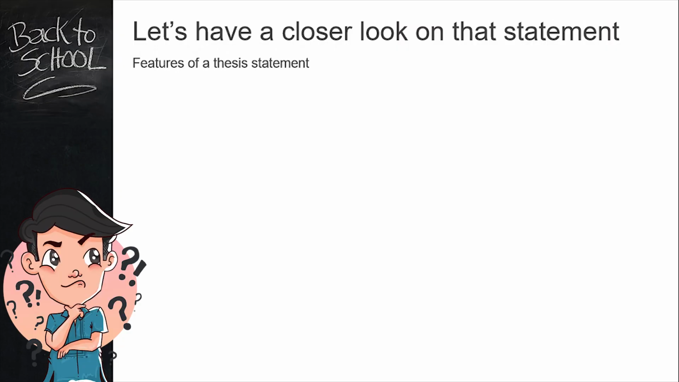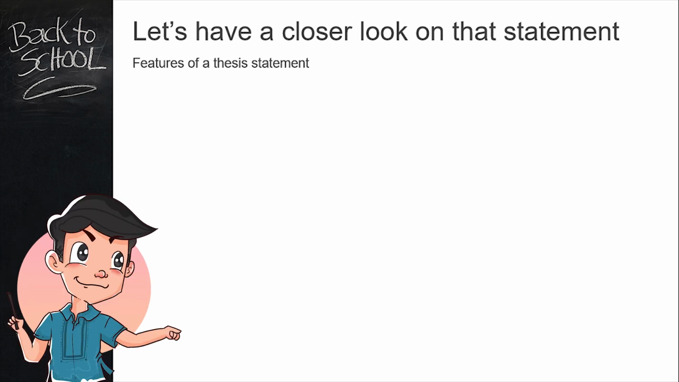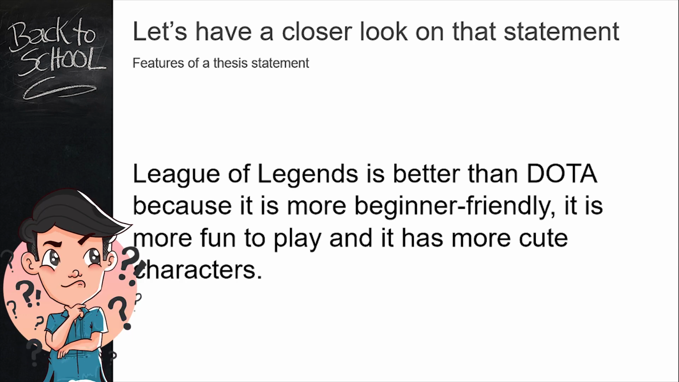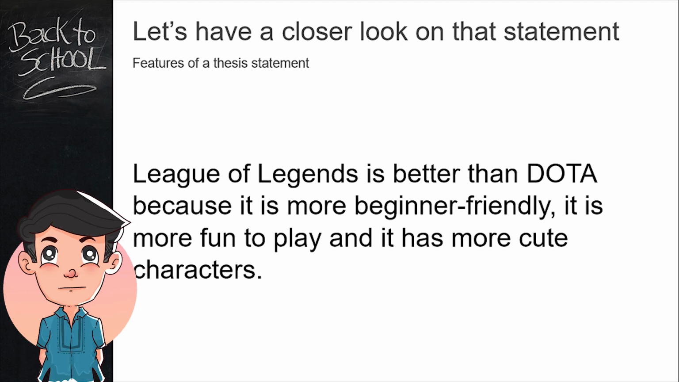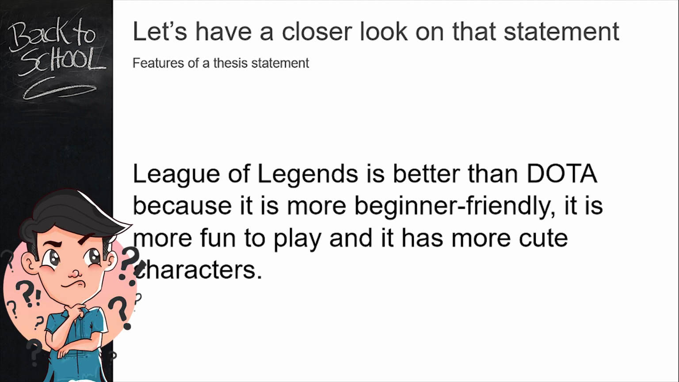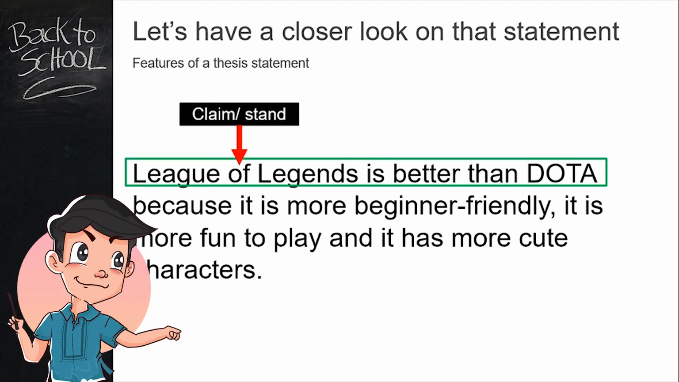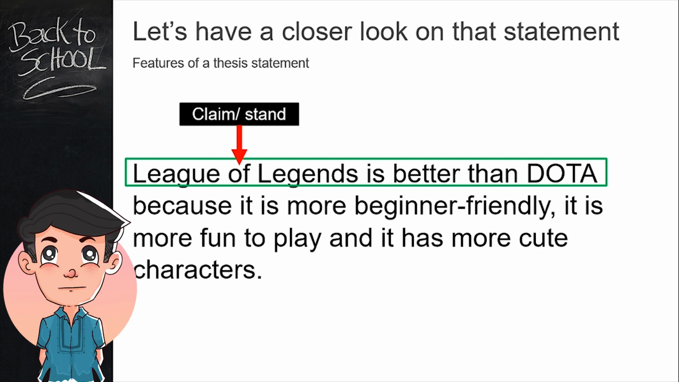Let's have a closer look on that statement. And this is also going to be answering the question earlier, what are the features or the parts of a thesis statement? League of Legends is better than Dota because it's more beginner friendly, it is more fun to play, and it has more cute characters. This actually is already a thesis statement, and we could dissect this sentence in multiple parts. First of which is League of Legends is better than Dota. This is actually what we call a claim or a stand. This is usually your opinion on a certain argument.